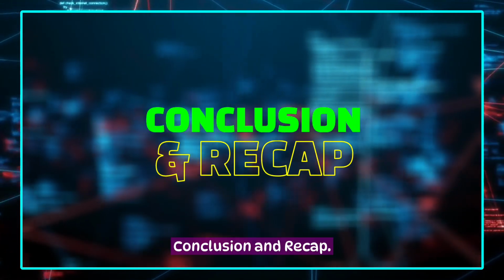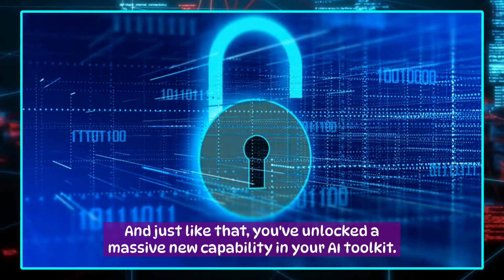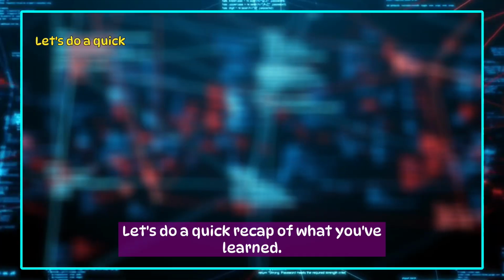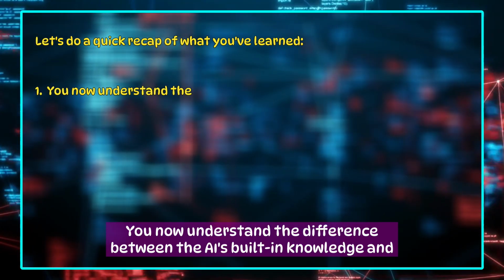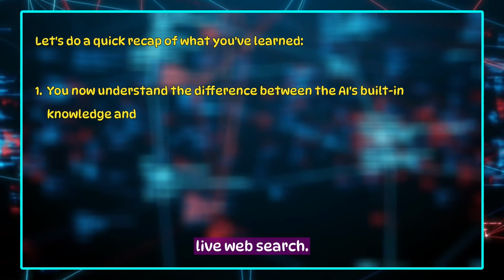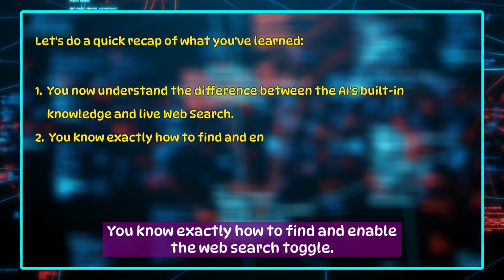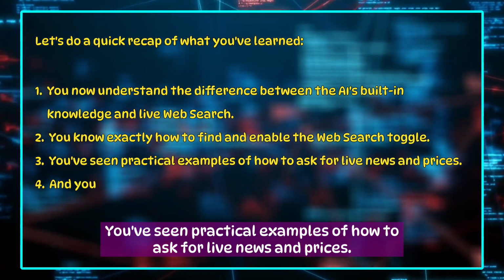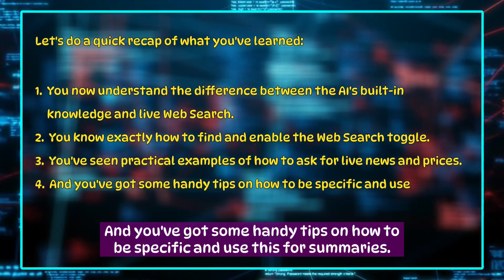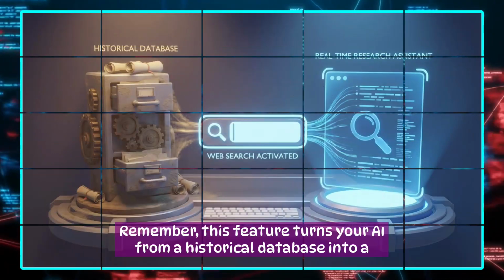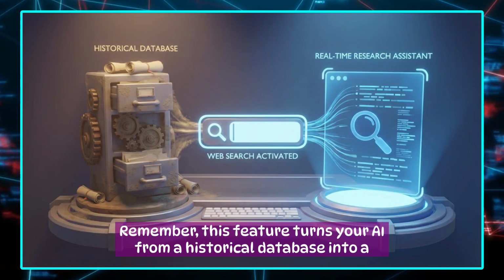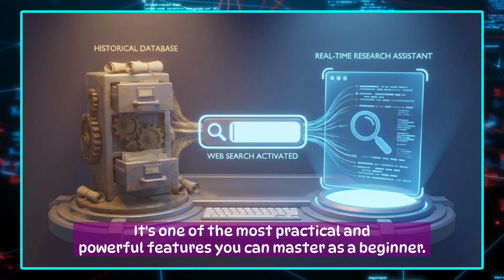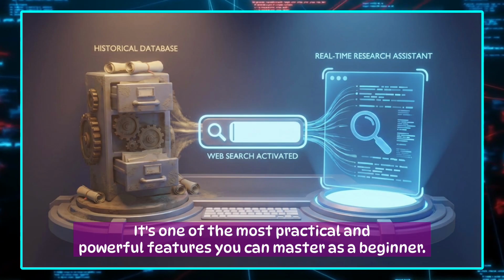Section 4. Conclusion and recap. And just like that, you've unlocked a massive new capability in your AI toolkit. Let's do a quick recap of what you've learned. You now understand the difference between the AI's built-in knowledge and live web search. You know exactly how to find and enable the web search toggle. You've seen practical examples of how to ask for live news and prices. And you've got some handy tips on how to be specific and use this for summaries. Remember, this feature turns your AI from a historical database into a real-time research assistant. It's one of the most practical and powerful features you can master as a beginner.